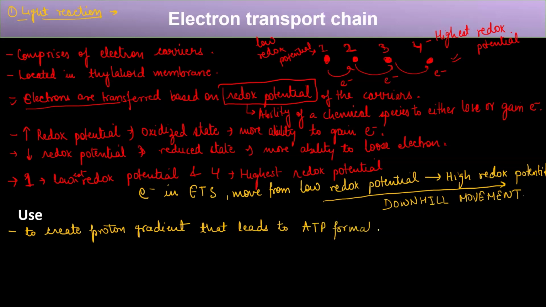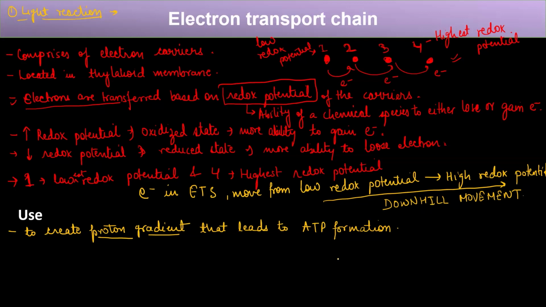So why is this proton gradient important? It is important to synthesize ATP. And this electron transport chain somehow leads to the creation of a proton gradient, and we'll see how. This is the utmost importance of the electron transport chain, because it is used to create a proton gradient, and that ultimately leads to ATP formation.